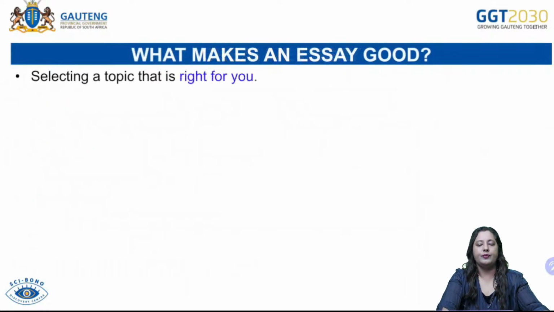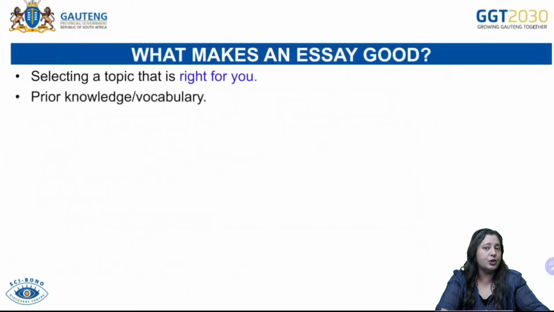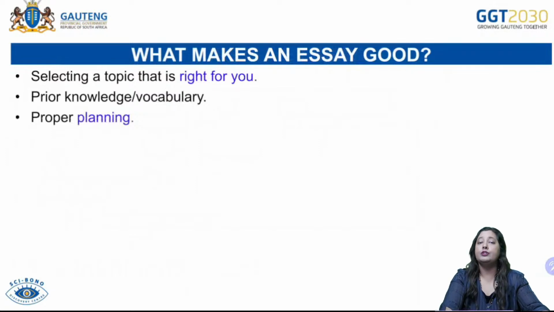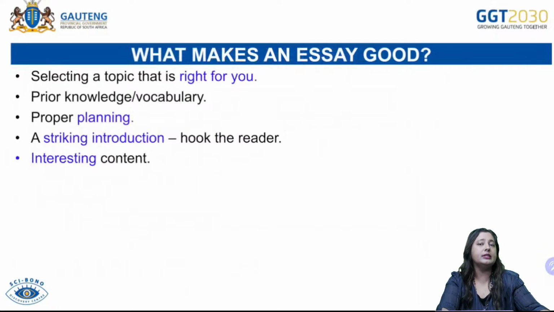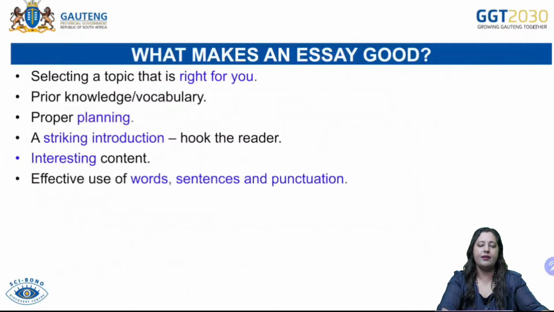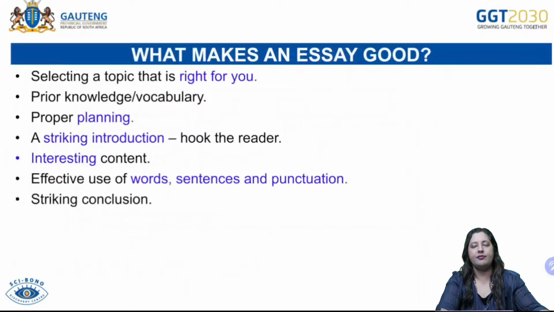Right. So what makes a good read for us is that you have selected a topic which is right for you. You have used your prior knowledge and vocabulary to give us a fully fledged piece. You've shown evidence of proper planning. All right. You have also included a striking introduction. You've hooked the reader to believe your idea. You've included interesting content in paragraph 2, 3, 4, and 5, and then effective use of words and sentences has taken place, and eventually you had a striking conclusion.